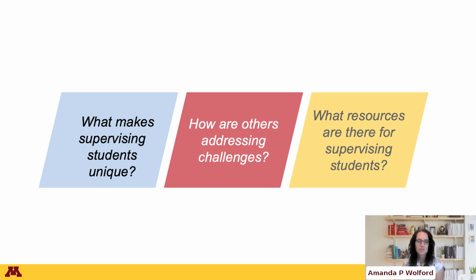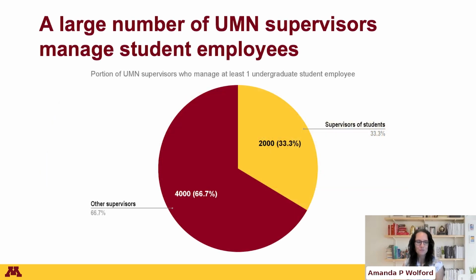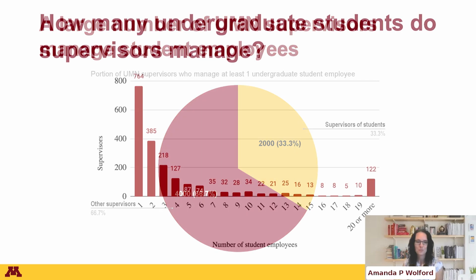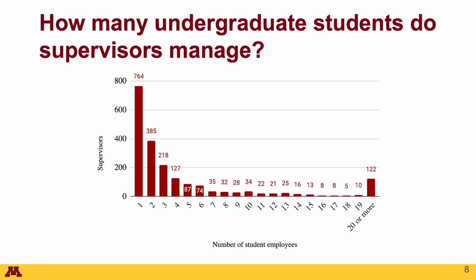So first of all, there are some fun facts that you should know about student supervising here at the university. Supervisors of students make up a huge number of supervisors here at the U of M. In fact, over 2,000, or about 1/3 of all supervisors, manage at least one undergraduate student. And while it's most likely that you supervise between maybe 1 to 3 students, if you're a supervisor of undergraduates, it's not uncommon to manage very large teams of students, up to 20 to 80 students at a time. And so some of you were sharing that in the chat.